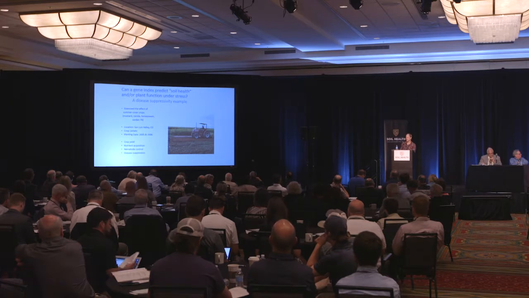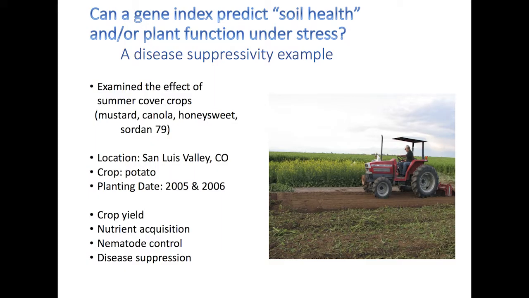Okay, so we can see differences in this index, but can it predict soil health and plant function under stress? In this case, disease suppressivity. We worked in the San Luis Valley of Colorado looking at different cover crops and how they might reduce, initially, nematodes. But when I was invited to work there, we started to look at the whole microbial community and how cover crops are affecting that community.